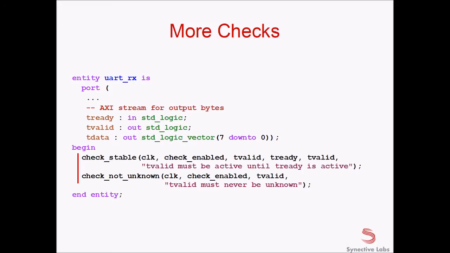But VUnit also provides specialized checks. For example, these two. With check stable, you check the stability of a signal within a given time window, and with check not unknown, you can verify that the signal doesn't have any unknown values. These two are concurrent procedure calls, so they are active on the clock edge, and in this case they are also located within production code, the UART receiver. Now they are only used for simulation and test, so they will be ignored by synthesis.